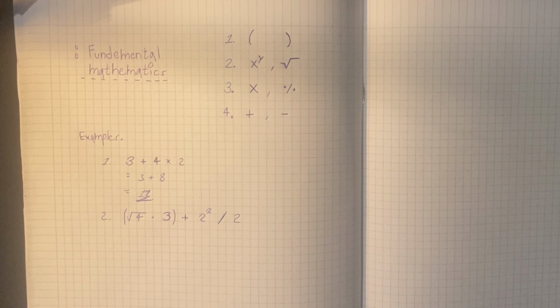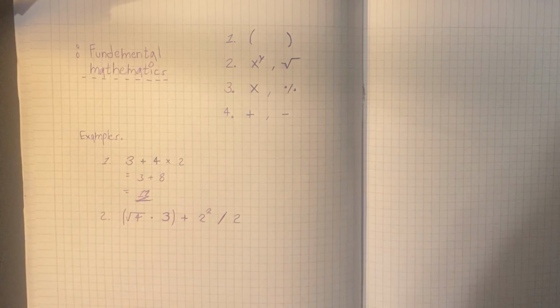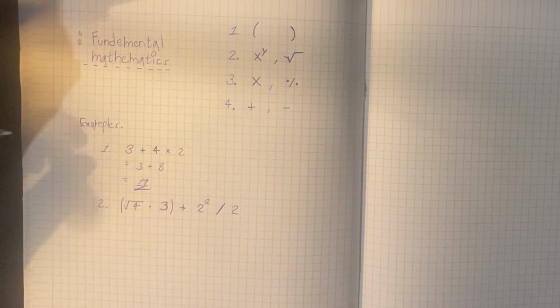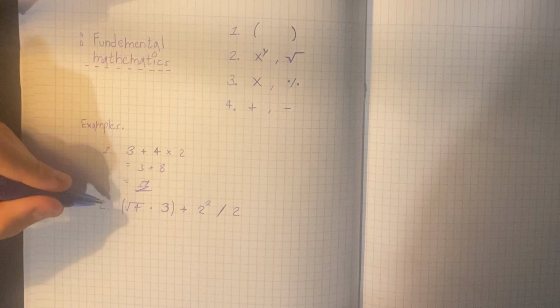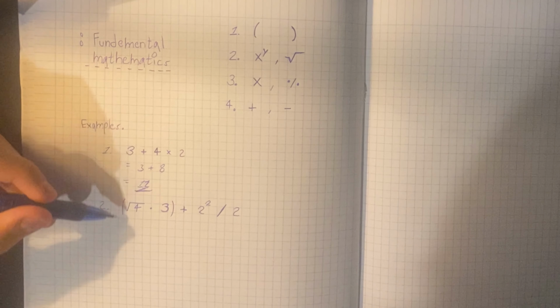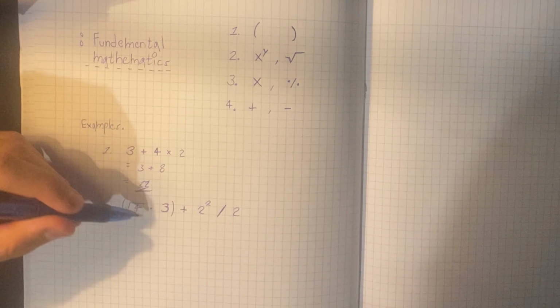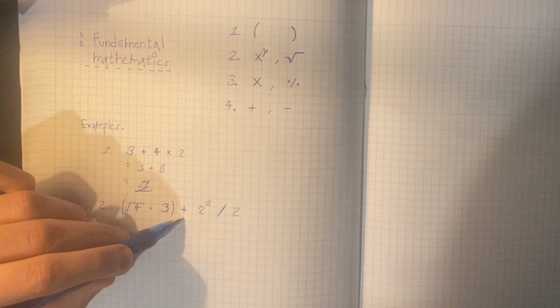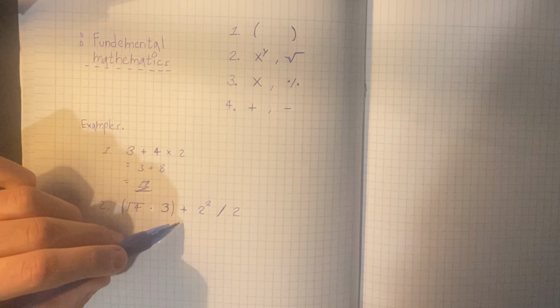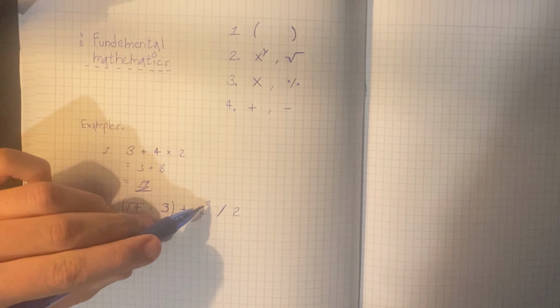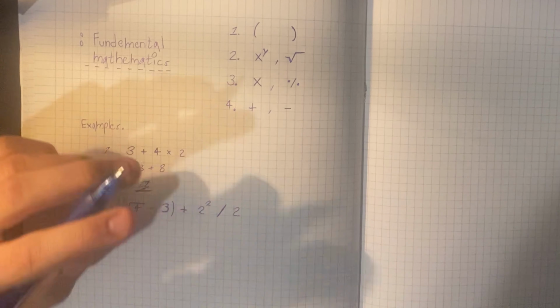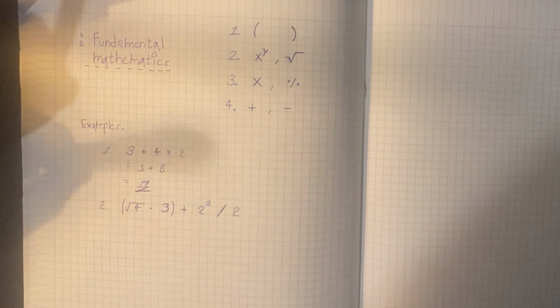Okay, we're going to go over something a little bit more difficult. This is example 2 right here. We see parentheses, the square root of 4, times 3, plus 2 to the power of 2, divided by 2. So that's the formula that we're going to write out.